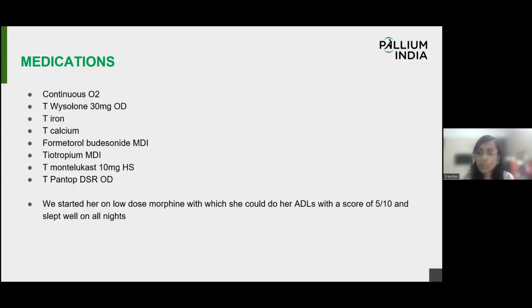After a few weeks, both the husband and the wife slept well at night. The next day, the husband was so thankful that he could sleep. And she was so thankful, saying, I could sleep for a few hours in a room after a long time. And her ADLs were slightly better. She could move around a little bit without oxygen on and off. The score was still 5, but she could sleep well at night.